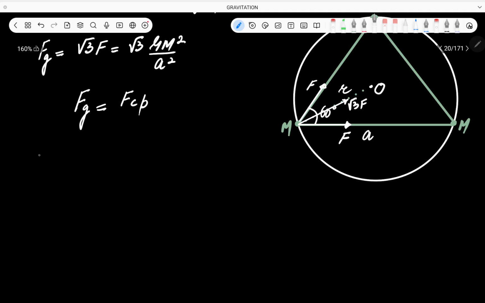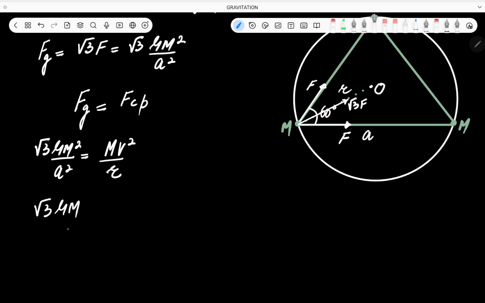Is that clear? Now gravitational force, we have just calculated, is root 3 Gm square divided by a square, equal to centripetal force. The equation for centripetal force is always mv square divided by r. Okay, now obviously this 1m and 1m is going to cancel. I can write it like this, root 3 into Gm divided by a square.